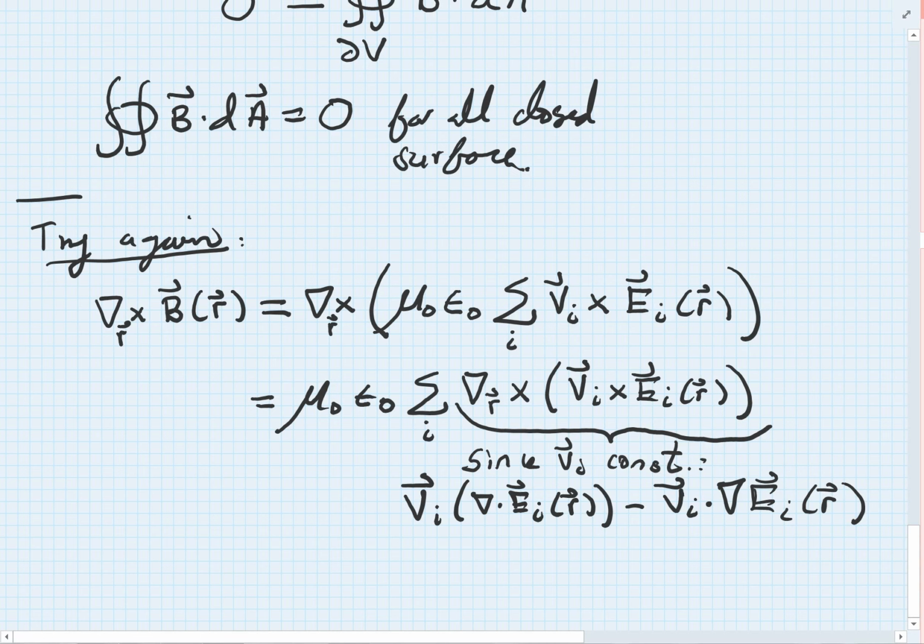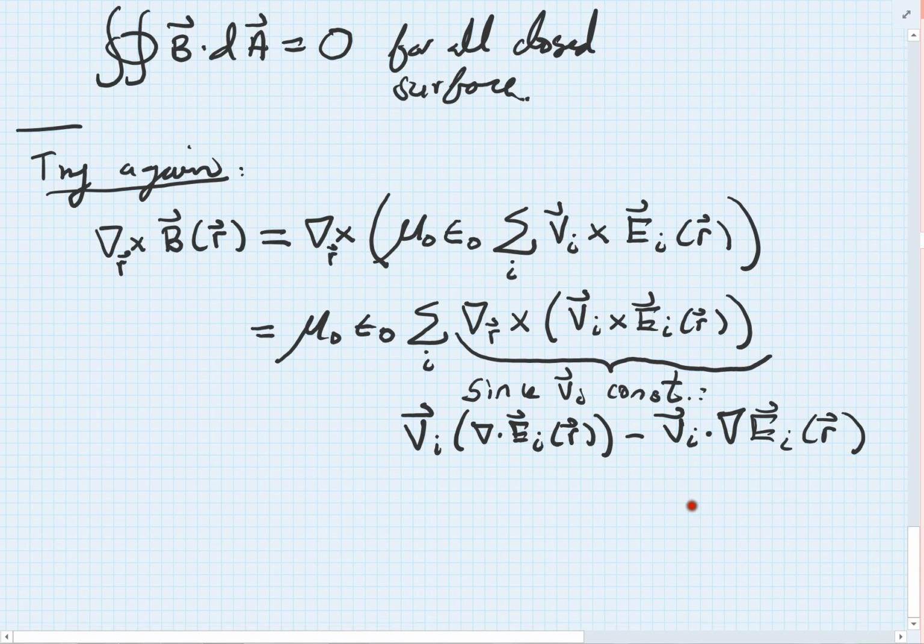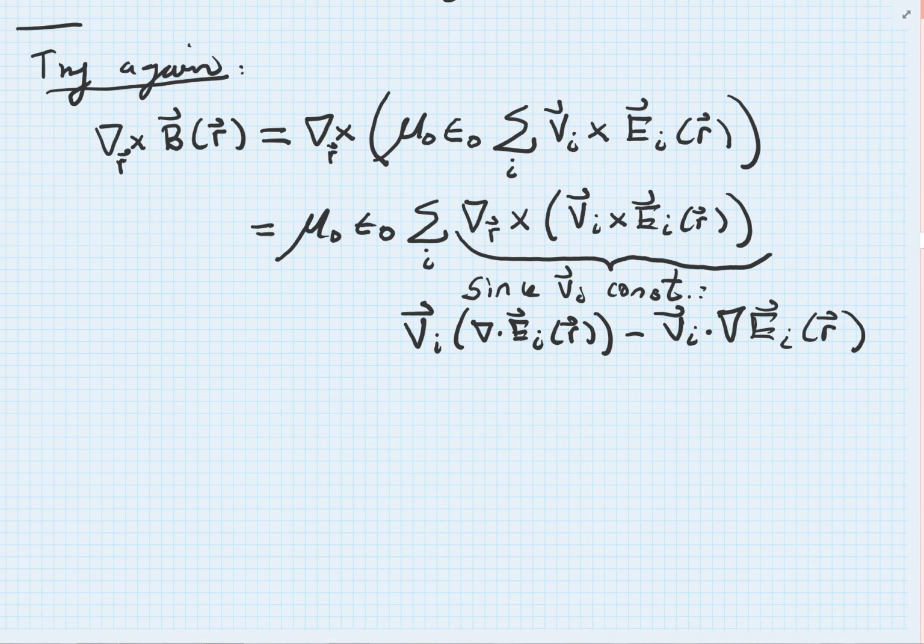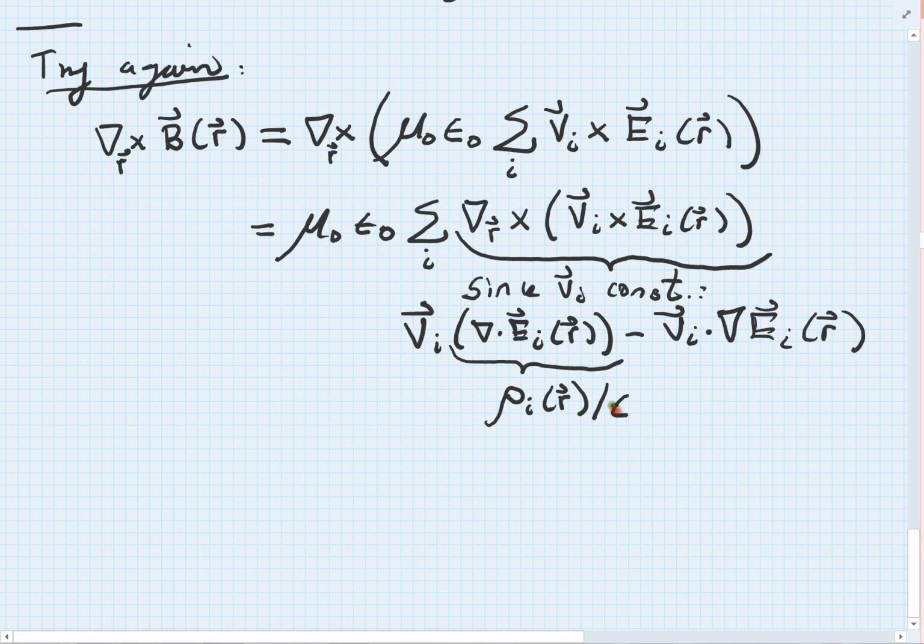Okay, well, as before, we have to analyze our 2 terms to try to understand what they are telling us. This term we certainly recognize. That is Gauss's law for the electric field. We know that what this represents is the charge density associated with the ith particle, and then, of course, divided by epsilon naught.